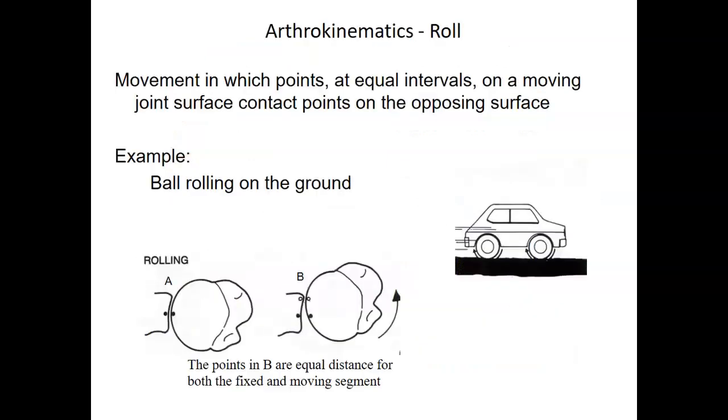Okay, so here's the roll again. Let's talk about the roll. This is movement where equal intervals on a joint moving surface contact points on the opposite surface. So it's a tire rolling across the floor. Point A on the tire is going to contact point A on the ground. Then you're going to go to point B and point B, point C and point C, right? So you're going to be contacting different points on the ground with different points on the tire.